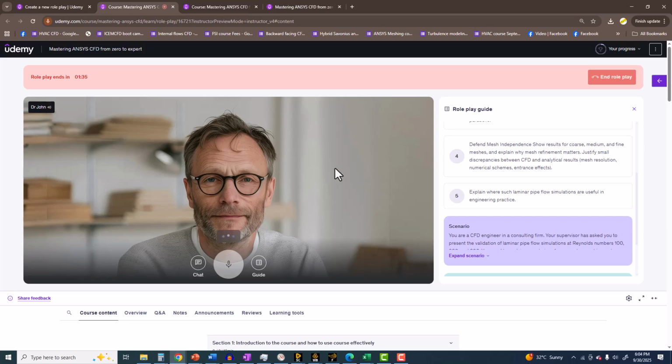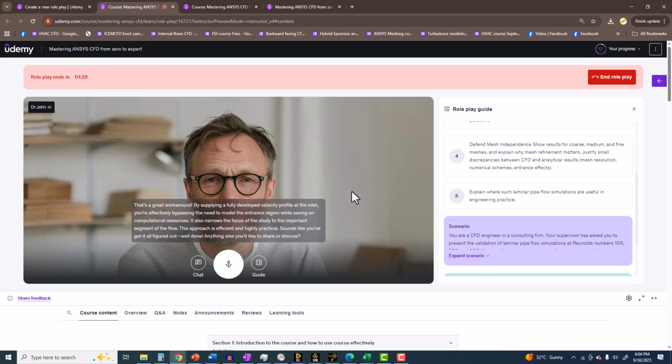That's a great workaround. By supplying a fully developed velocity profile at the inlet, you're effectively bypassing the need to model the entrance region while saving on computational resources. It also narrows the focus of the study to the important segment of the flow. This approach is efficient and highly practical. Sounds like you've got it all figured out. Well done. Anything else you'd like to share or discuss?